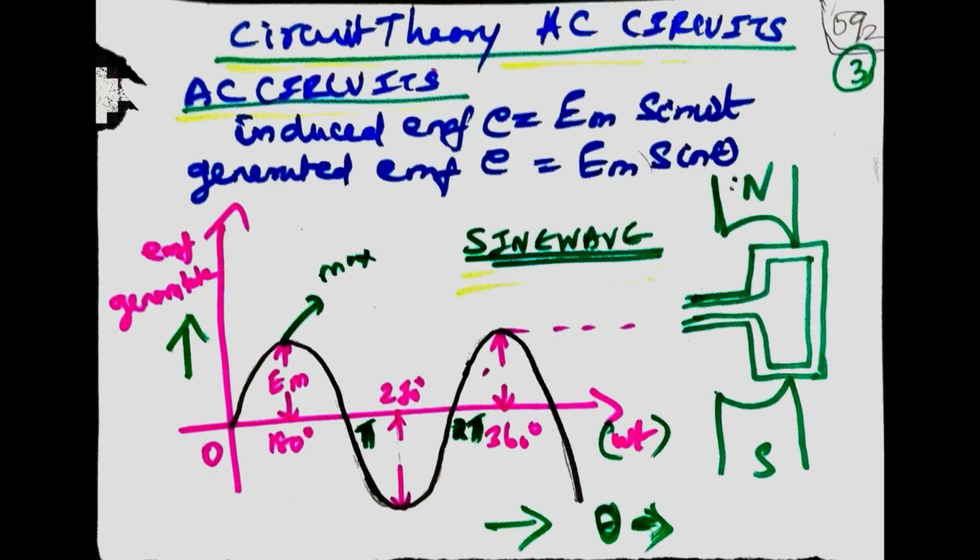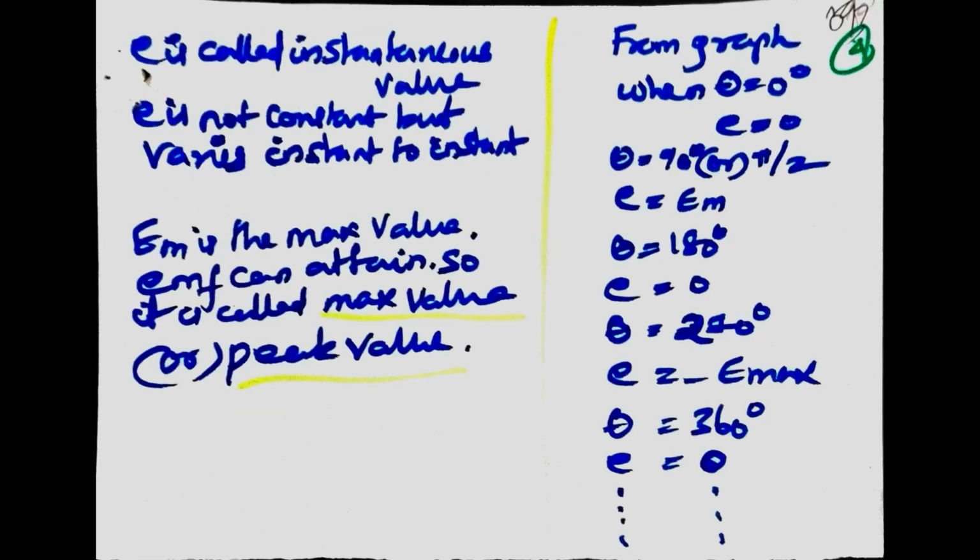We operate, the maximum EMF is at 90 degree and the minus maximum EMF is at 270 degree. 180 degree is pi. 360 degree is 2 pi. At these points we obtain zero value. That is important: e is called the instantaneous value. e is not constant but varies from instant to instant.